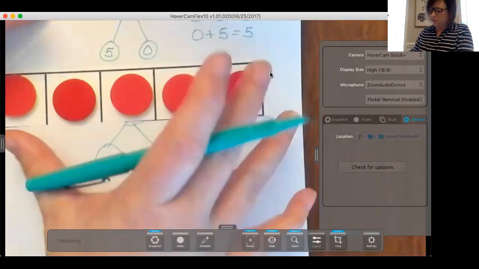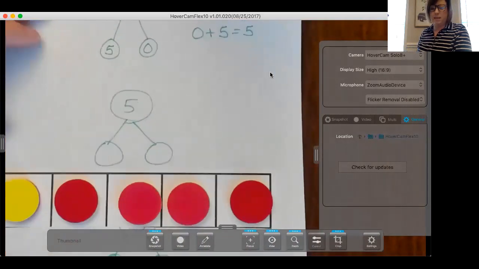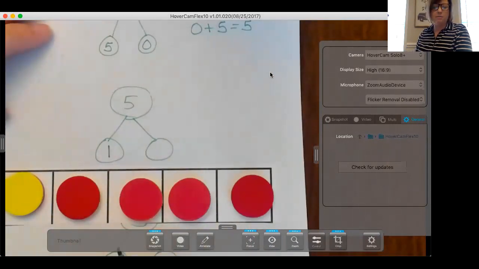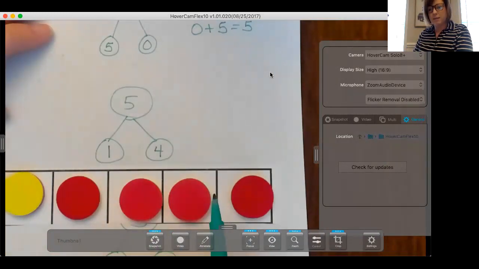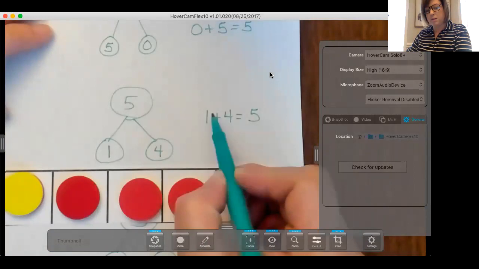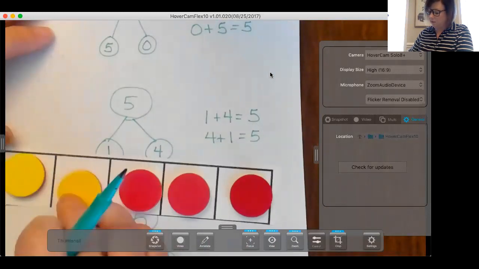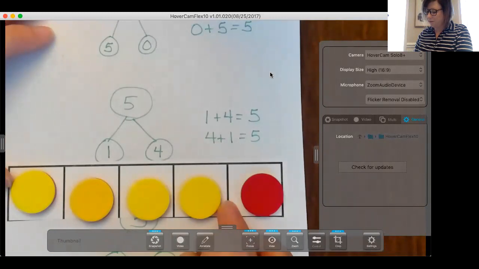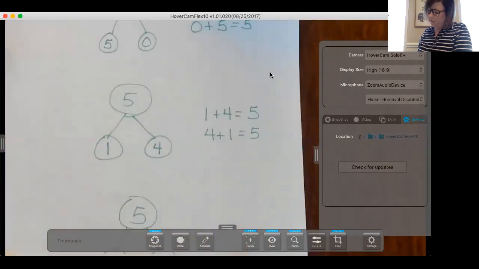All right, let's come down another one. We just flip this one. Does that work? Yeah, we haven't done that one yet. So we have 1. How many reds do we have? 4. Do we have 5 altogether? Yes, so 1 plus 4 equals 5, and then you just flip the numbers. 4 plus 1 equals 5. I could make this all yellow here, and then that would be it. Good.